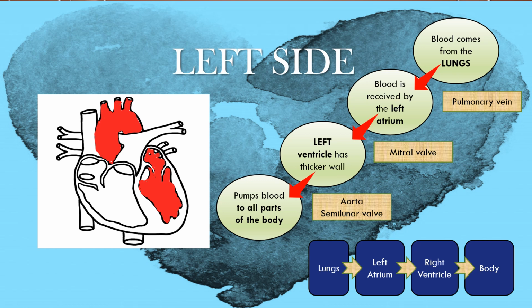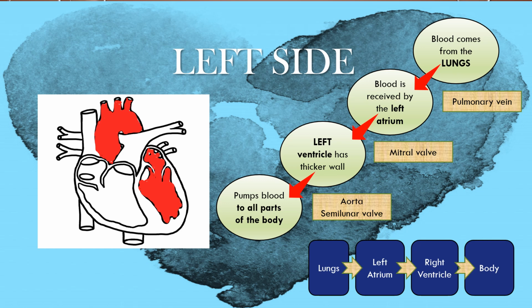The vessel that carries the blood from the lungs to the left atrium of the heart is called the pulmonary vein. Then the blood will go to the left ventricle. Now it will be pushed out of the heart, and there's another vessel. This vessel is the aorta.